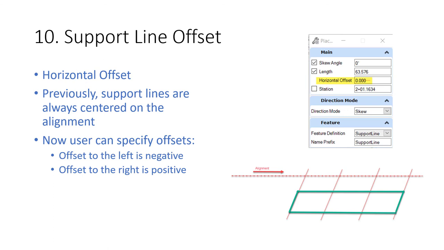Support line offset, right? When our bridge was at a certain offset from the alignment, we had to make the support line really long to account for that. So now we can put it at a certain offset, not only for graphical purposes, because we can use these support lines, remember, when you are creating your framing plans. So instead of having a very long support line, now we can offset it, so our plans will look better.